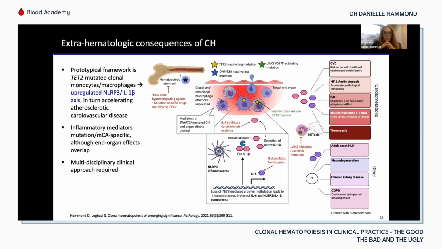And so, in terms of mitigating these extra-hematologic consequences, I think there are 2 major approaches. One will be going after the clone itself, which I think is a bit more difficult, but lower hanging fruit is just going after the aberrant inflammatory signaling driven by these hematopoietic effector cells, and interrupting that inflammatory signaling might be enough in some cases to mitigate a lot of the extra-hematologic consequences of clonal hematopoiesis.